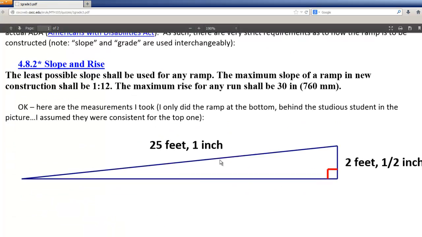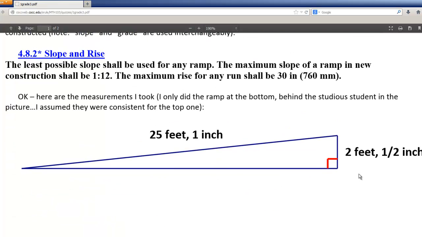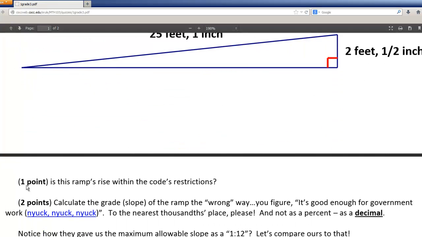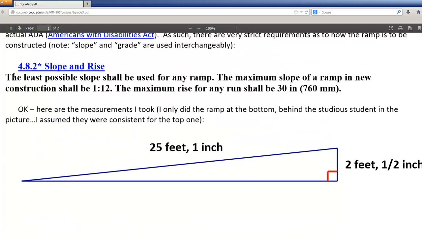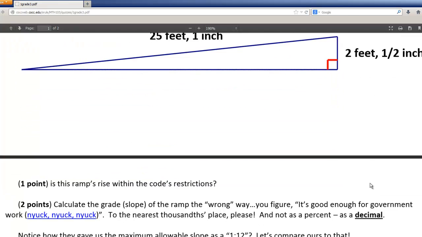Here are the measurements I took while you guys were measuring staircases. The rise was 2 feet 1/2 inch, and the run, or the hypotenuse I should say, is 25 feet 1 inch. The first thing to check is whether the rise is within code. If you look up the code, the maximum rise for any run shall be 30 inches. 2 feet 1/2 inch is 24.5 inches, so we are under the maximum and good there.